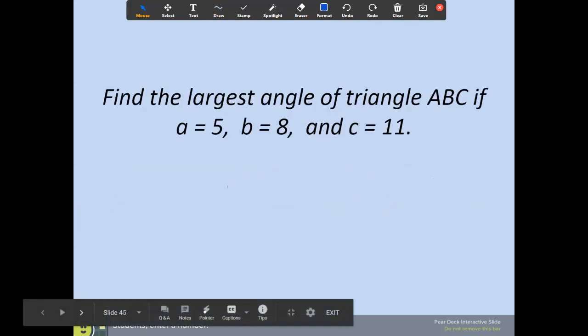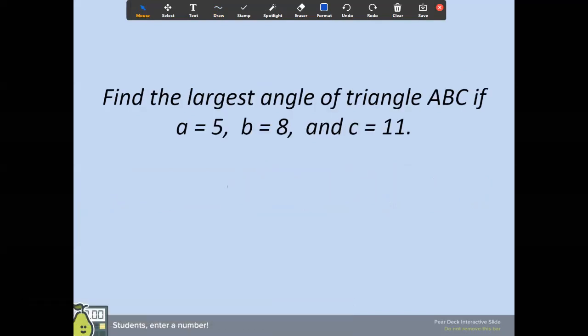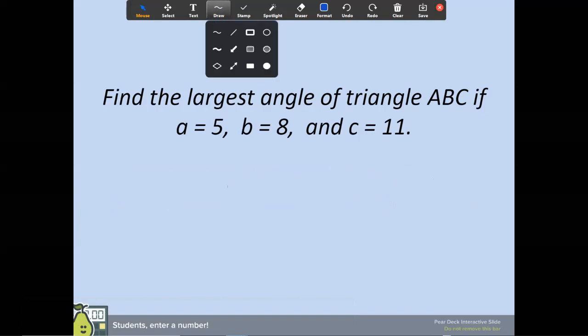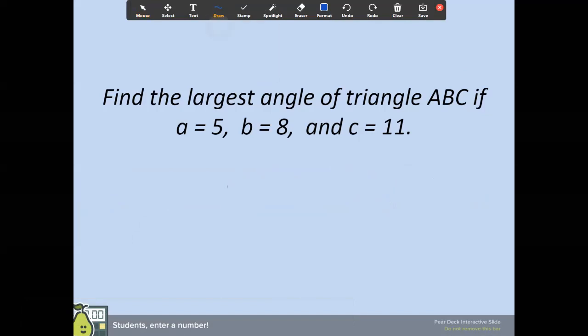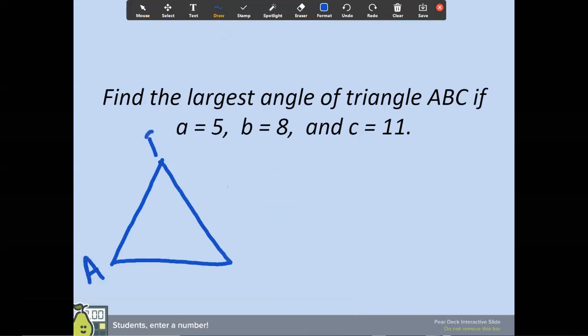Next one. Okay, largest angle in the triangle. So when we're doing this, you need to remember from Integrated 2, I'm not drawing this to scale by any means. So don't say, well, it looks like it's bigger or smaller. Across from A is little a, 5. Across from angle B is little b, 8. Across from angle C is little c, which is 11.